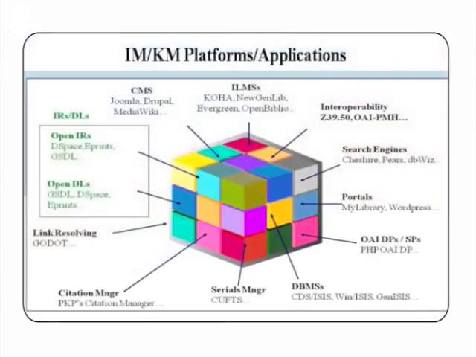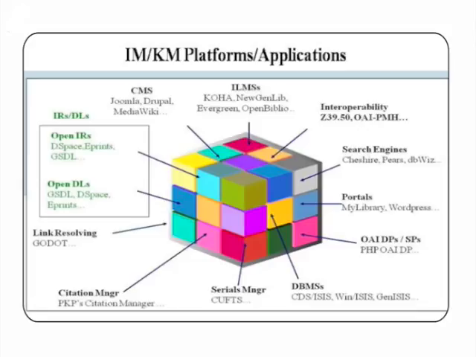And in terms of knowledge management, let us see what the components are. We have library automation software like Koha, NewGenLib, Evergreen, OpenBiblio, interoperability protocols, search engines, portals, MyLibrary and WordPress, OAI, DPs and SPs, PHP, OAI, DBMS like CDS/ISIS, WinISIS, Genesis, Serial Manager, CUFs. It's open source again. Citation Manager, PKP Citation Manager, Link Resolving, Godot.